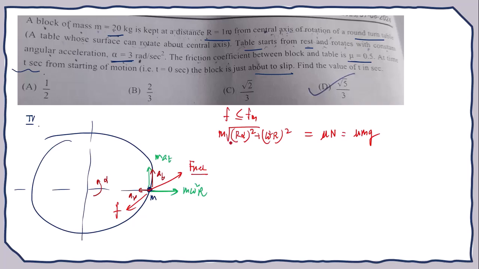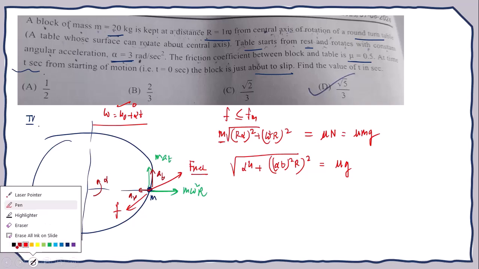Okay. So now, if I simplify this, m will cancel out. So under root of r into alpha. What is alpha? Alpha is 3. So it is alpha to the power 4, plus omega. What is omega? Omega is basically equal to alpha into t, because omega equals omega naught plus alpha t. And since this starts from rest, omega naught equals 0. So we only get alpha t. So it is alpha t whole square into r, again another whole square. That should be equal to mu g, because I already cancelled the m.